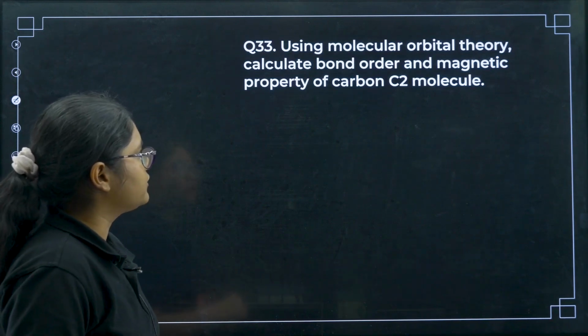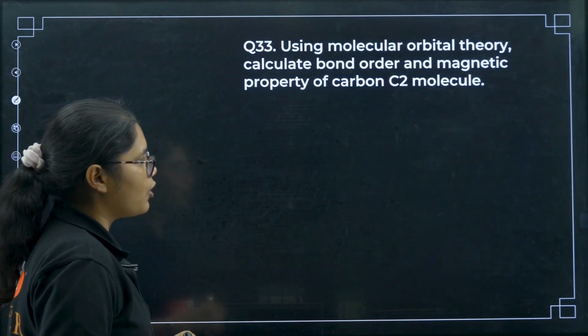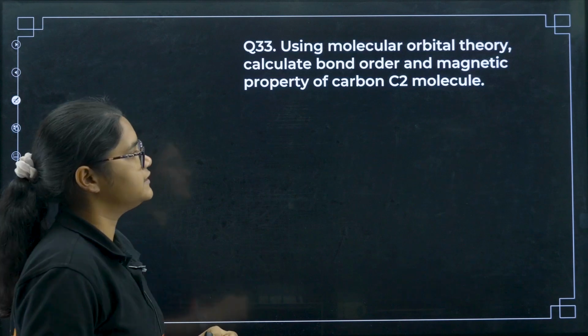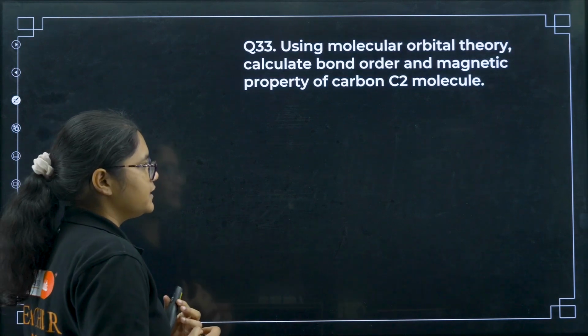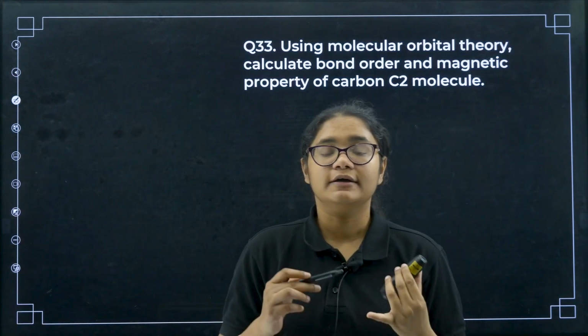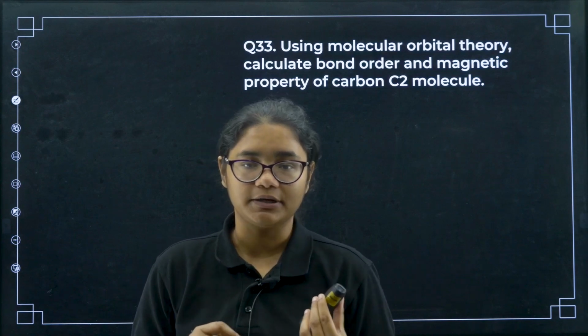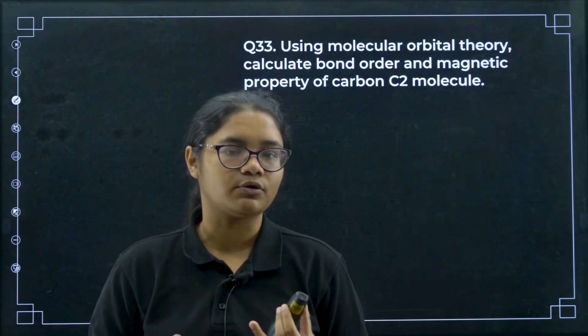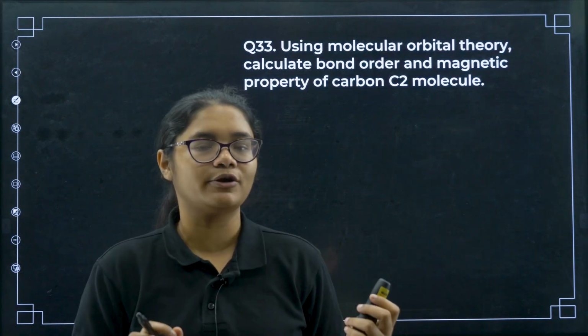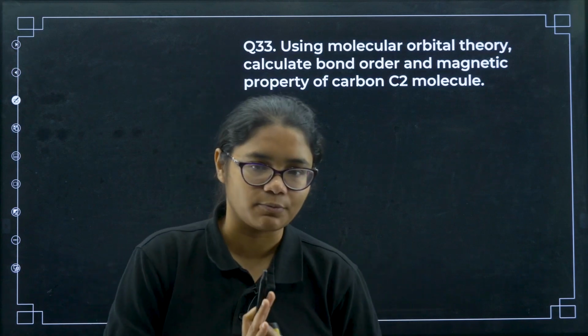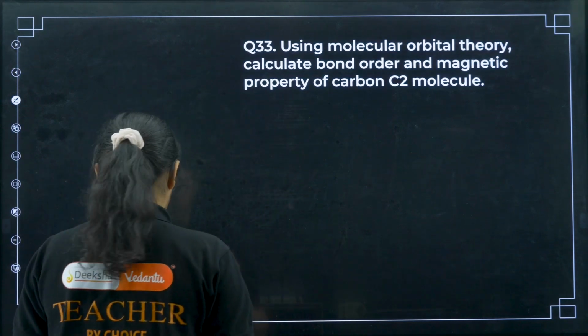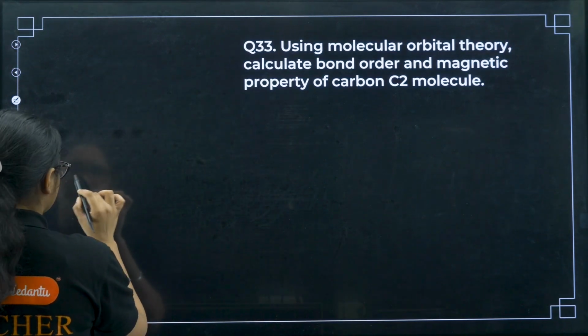Next, using molecular orbital theory, calculate the bond order and magnetic property of C2 molecule. So first you have to write the electronic configuration, you can draw the diagram, write the electronic configuration, then calculate the bond order and explain the magnetic property. So if I do the C2 molecule, let me first draw the diagram.